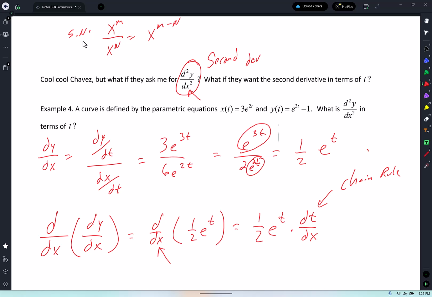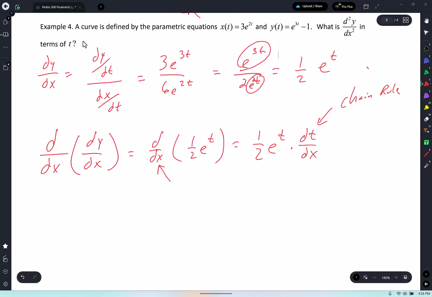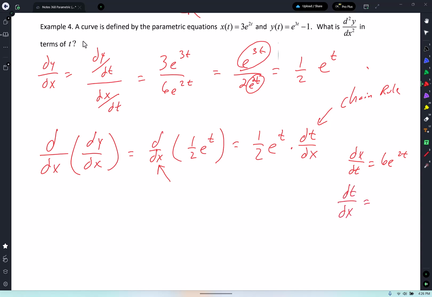Okay, I'll come over here. Sorry, guys. Look, dx/dt is equal to 6e to the 2t. Yay or nay? So that means dt/dx has to be equal to 1 over 6e to the 2t. See, this is just 6e to the 2t over 1, dx/dt. Do you guys see that or no? It's like a little hack.